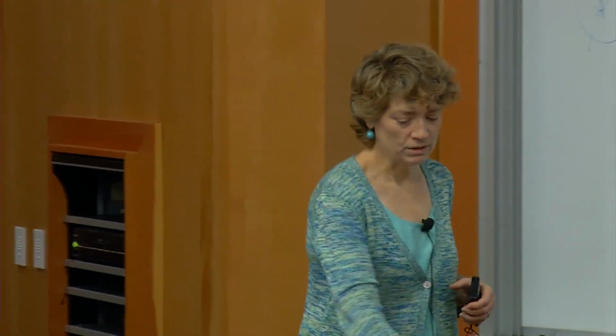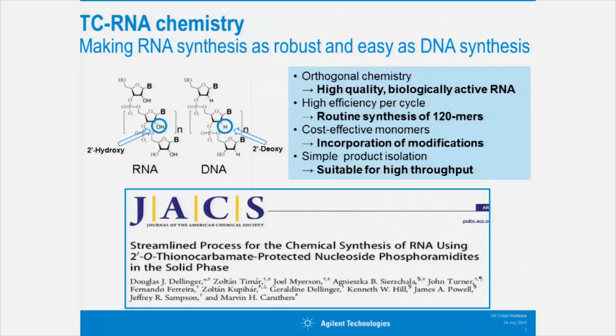Agilent, quite a long time ago, started a project to try to make an improved way of doing chemical synthesis of RNA. It turns out that the little hydroxyl group on RNA, which is really the only difference between RNA and DNA, makes it much more difficult to do what I just described in terms of the chemical synthesis. This method was developed quite a number of years ago. The original publication came out in JACS in 2011.